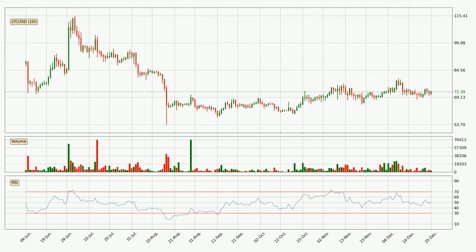Moving to the daily relative strength index, the current daily RSI is at 51, so it doesn't show signs of overbought or oversold conditions at this point.